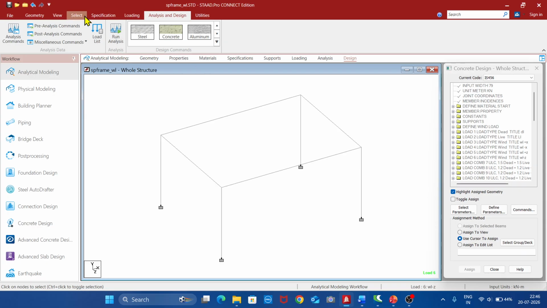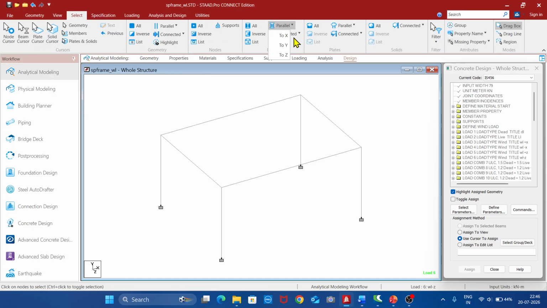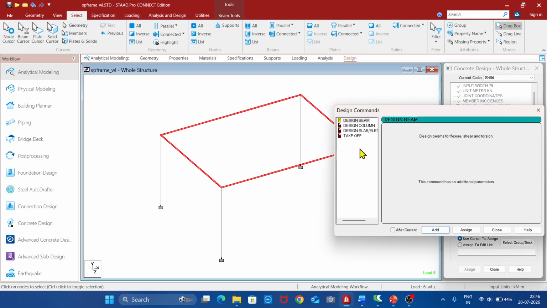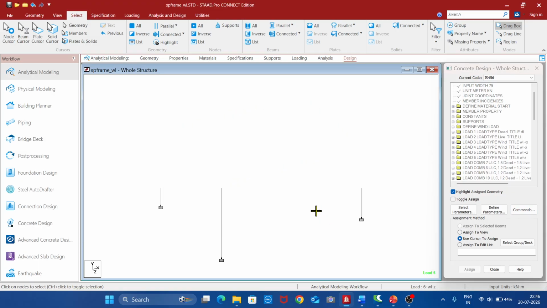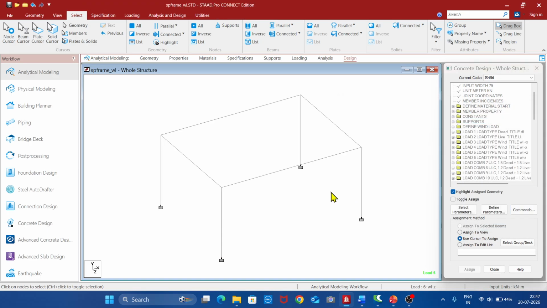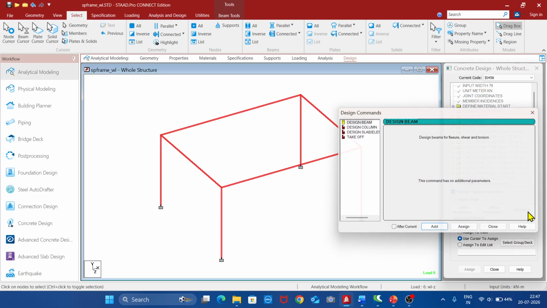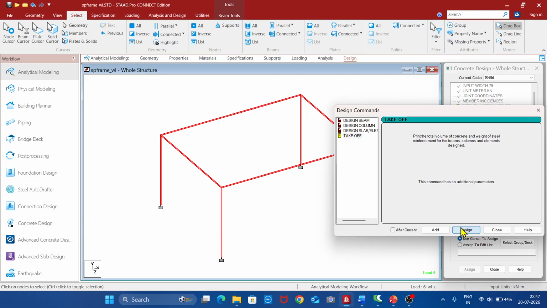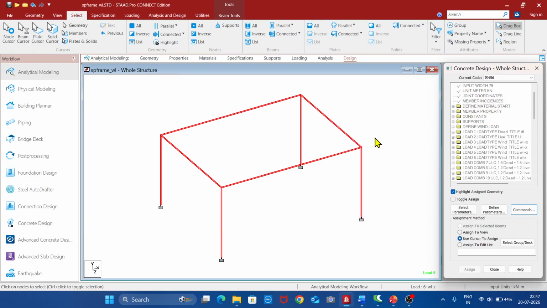Then select the beams parallel to the x-axis. Similarly, beams parallel to the z-axis, go to commands, design beam, click assign, close. Select the columns, that is the members parallel to y, commands, design column, click assign, close. Then select all by pressing Ctrl A, go to commands, take off, assign, close. So this completes pre-processing, and then we have processing and post-processing.